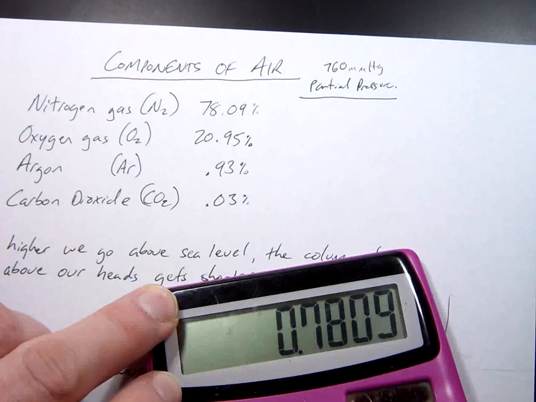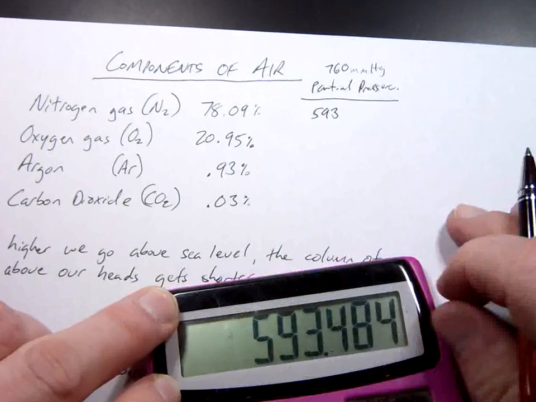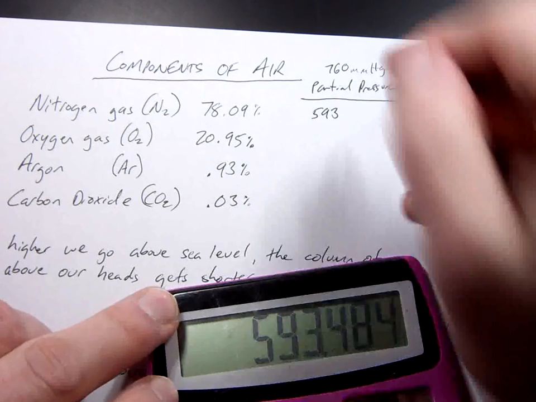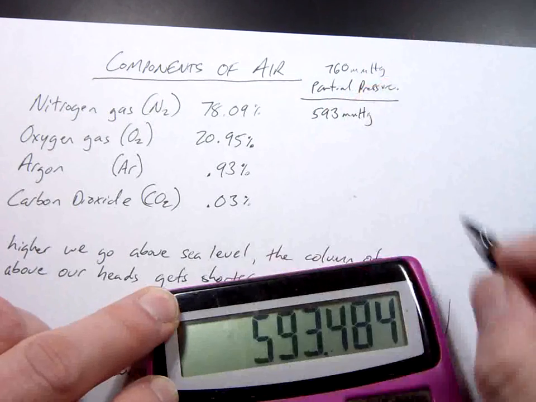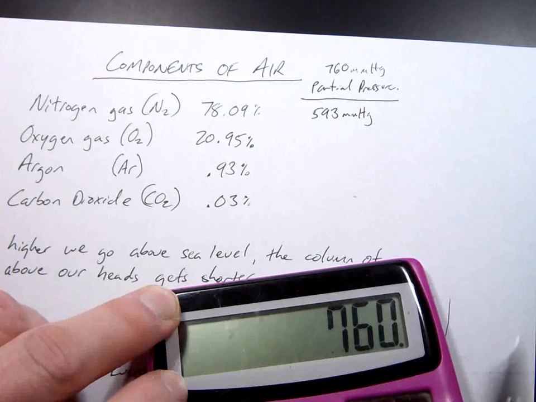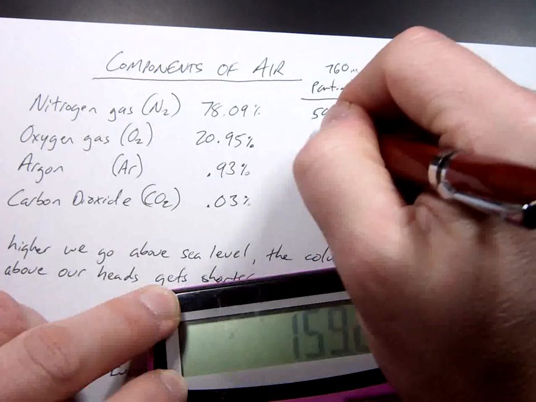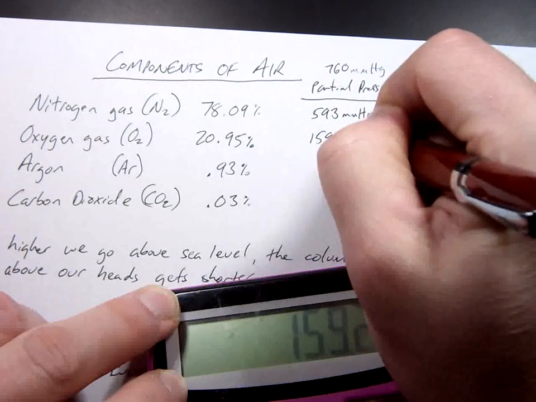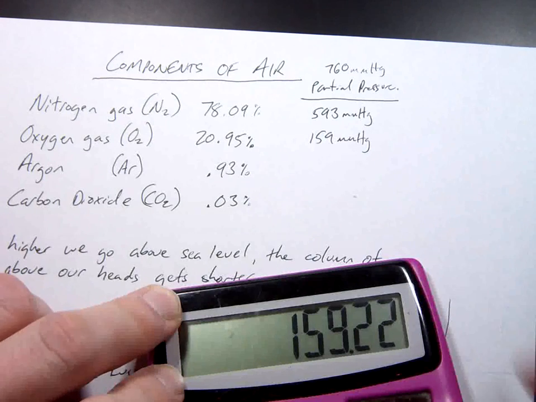0.7809. And then we find out that there is 593 what? Millimeters of mercury, because we just simply multiplied by a percentage. We don't have to change the units. Okay? 760, and we multiply that by 0.2095, and we end up with about 159 millimeters of mercury of oxygen that we're breathing.